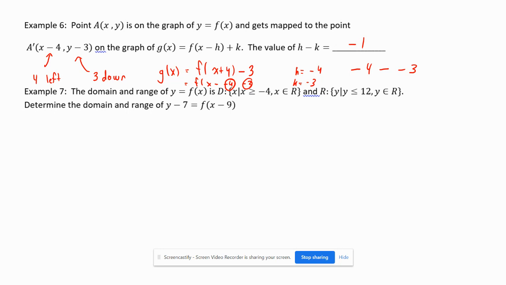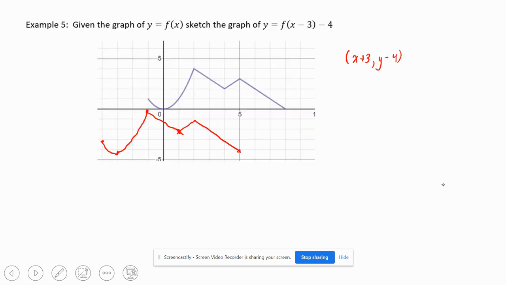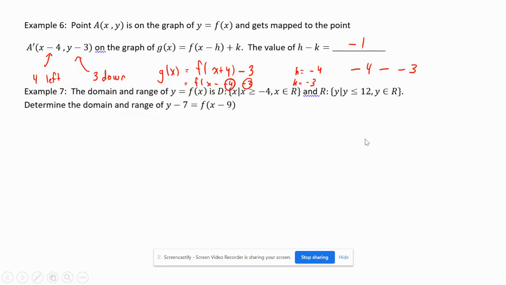The domain and range of y equals f of x is: domain, x is greater than or equal to negative 4, and range, y is less than or equal to 12. Really, I don't know what this graph looks like, but I know we have a restriction on the domain. So what I'm going to quickly do here: we know the graph is bigger than negative 4 and less than 12. So this graph might look something like this, starting here at negative 4, 12. It goes bigger than negative 4 based on this, and then smaller than 12.